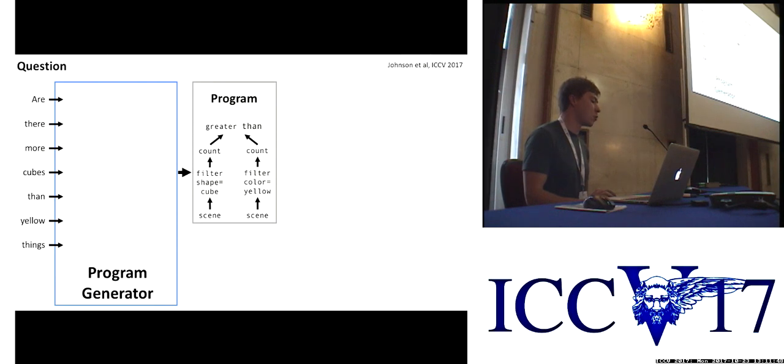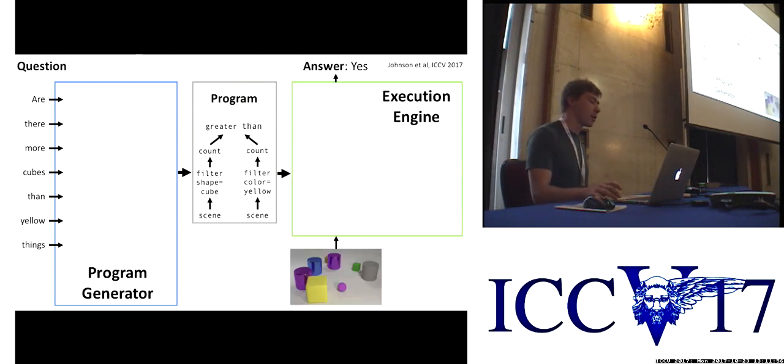So this model consists of two components. The first is a program generator, which reads the text of the question and outputs a program that will be used to answer the question. The second component is an execution engine that inputs the program and the image and then executes that program on the image as a sort of visual program and outputs the answer to the question.